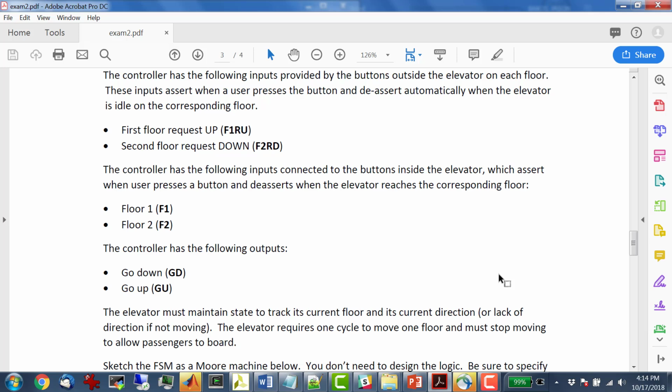So you'll have a state where I'm on the first floor idle, first floor going up, second floor idle, or second floor going down. And I'll set my reset here. We're assuming that when you power this thing up, the elevator will be on the first floor and idle, right?